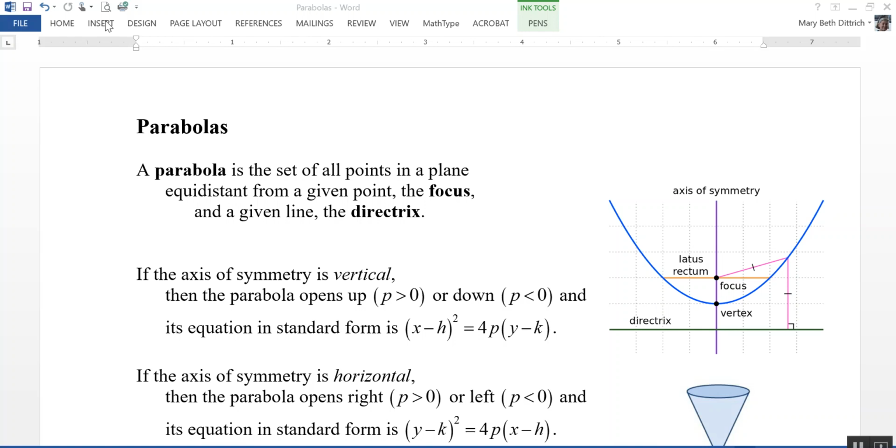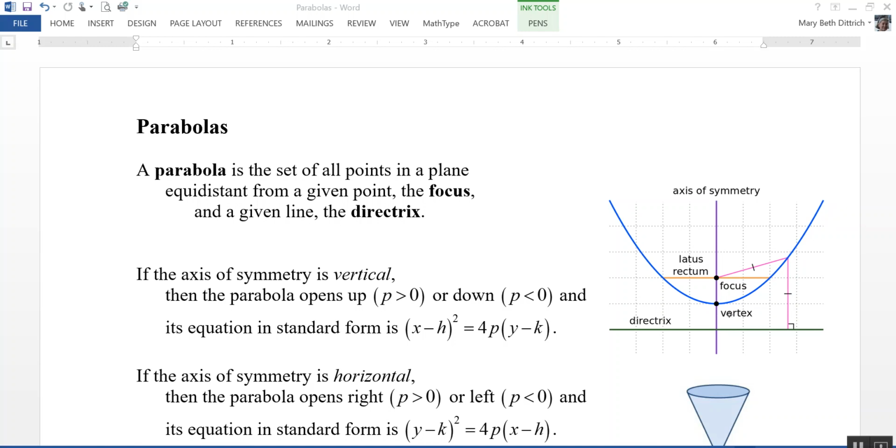This video is on parabolas. A parabola is the set of all points in a plane equidistant from a given point, which is the focus, and a given line, which is the directrix. Here's a diagram. A parabola should look familiar. It's basically the shape of a quadratic curve.